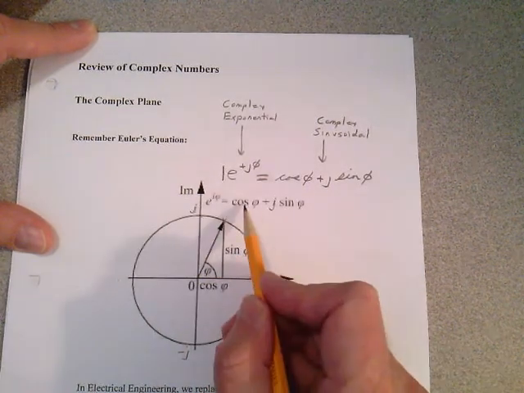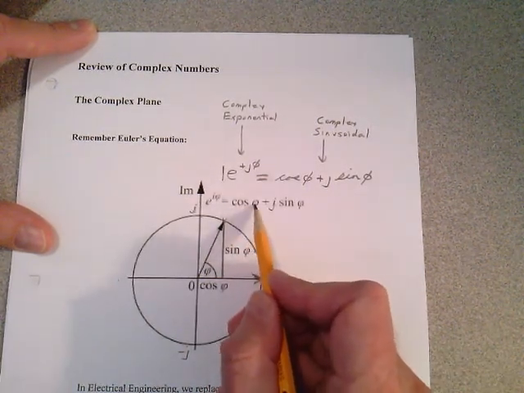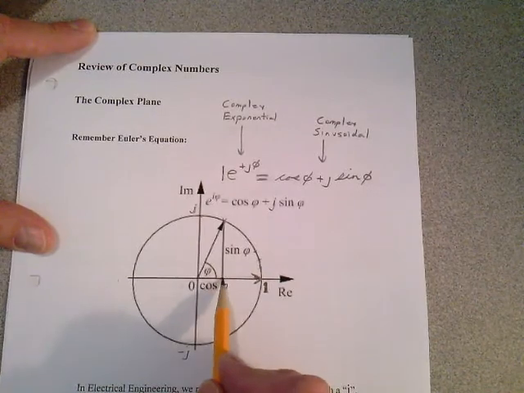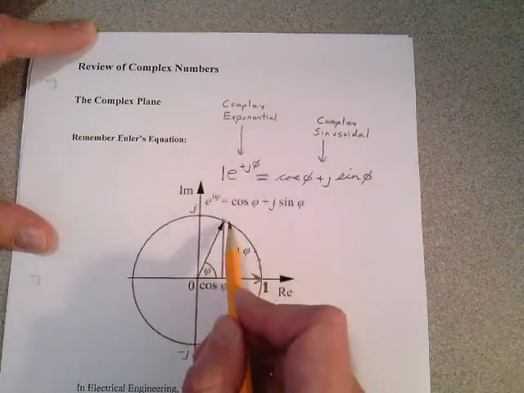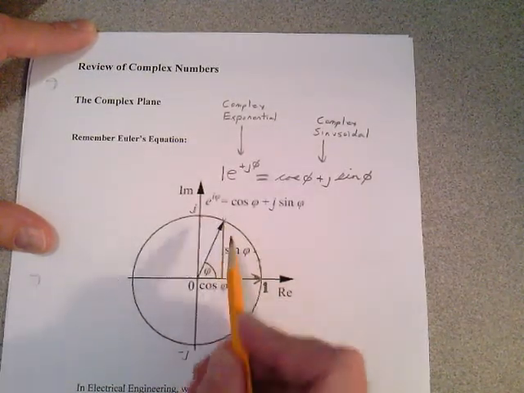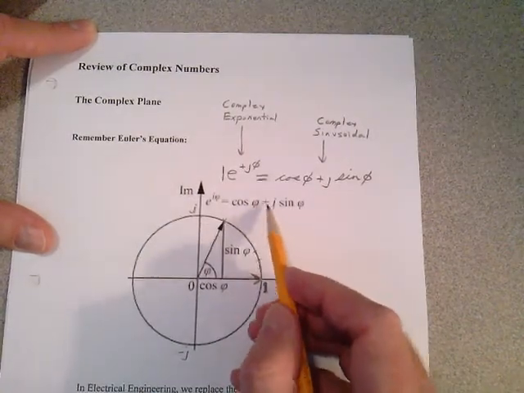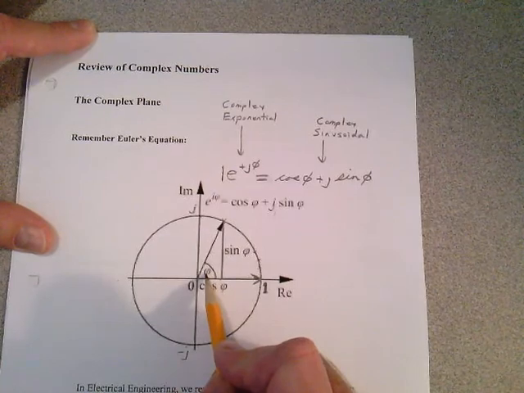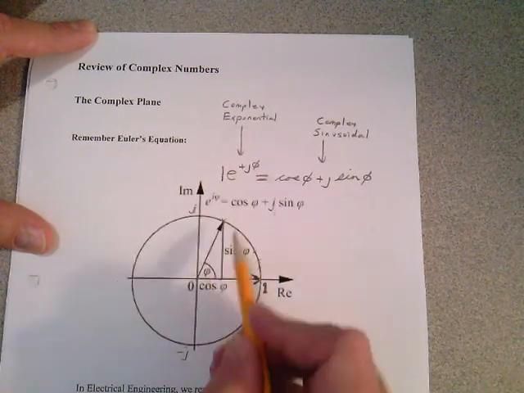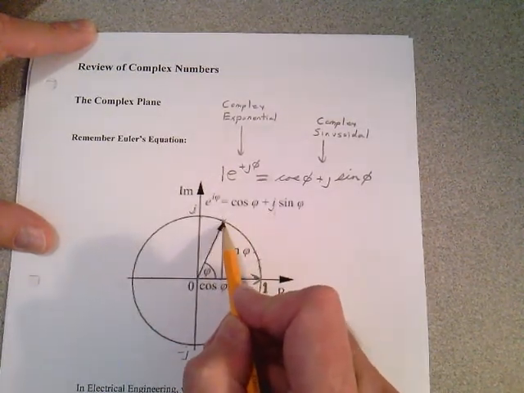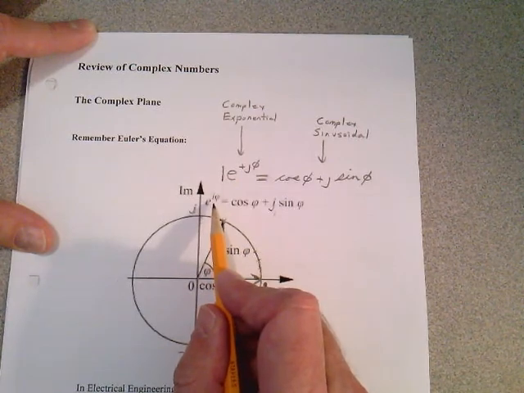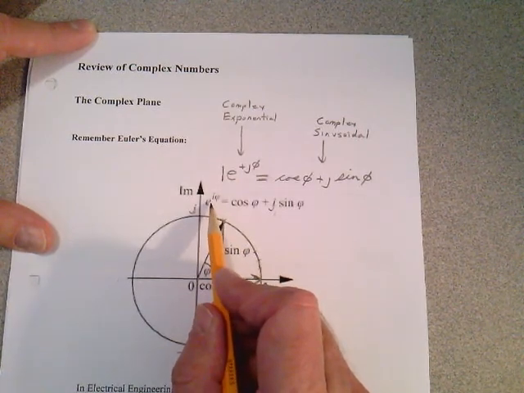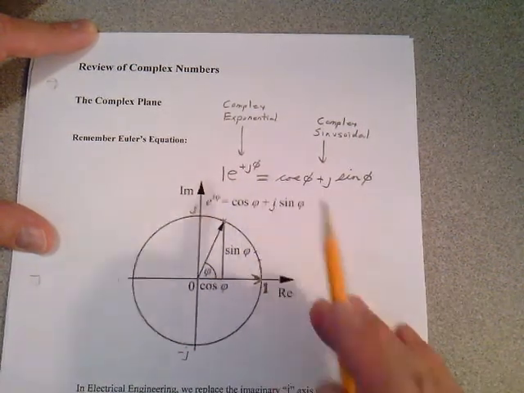Or you can express it as a real part, which is a cosine of phi, which is this adjacent side. If you draw this triangle to that point, it's the adjacent side plus the opposite side from this point. You've had that in trig before. You could express this point either in terms of the complex exponential form or the complex sinusoidal form.